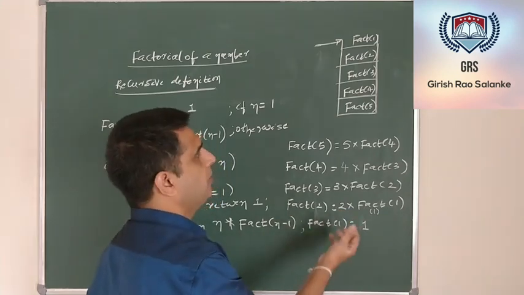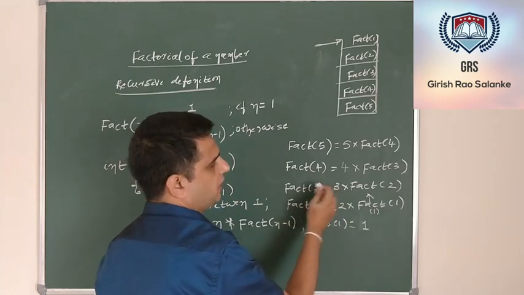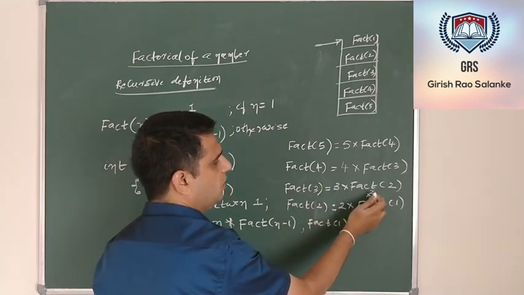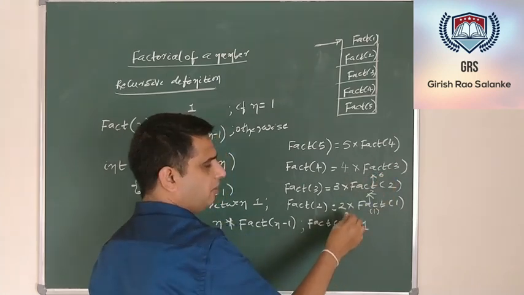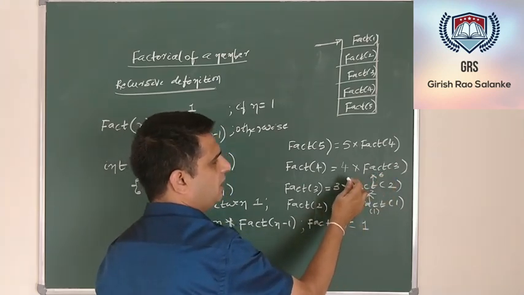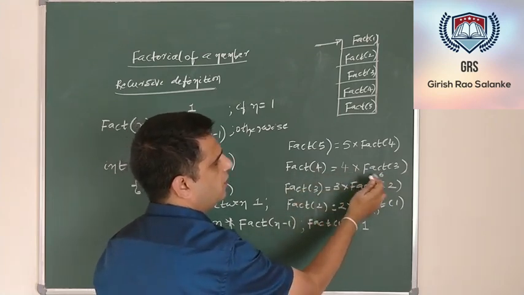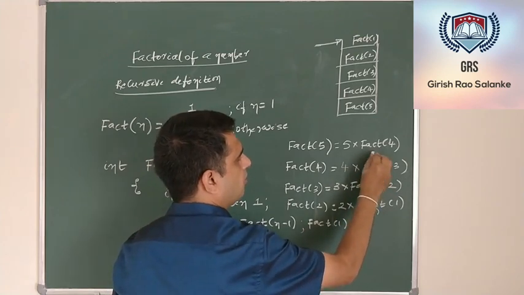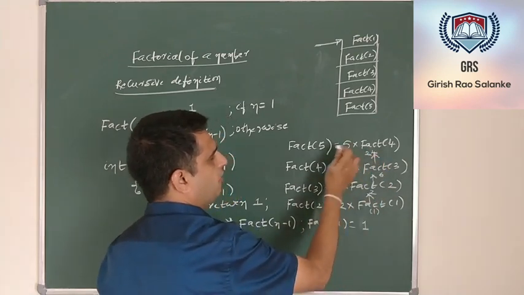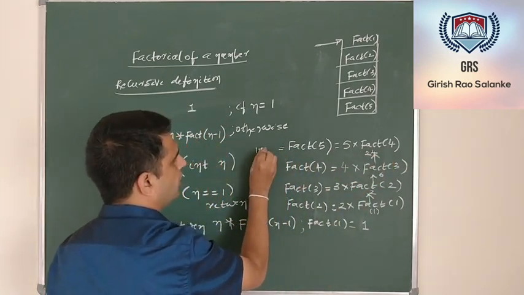My fact of 2 will be popped, and it is going to provide a value for fact of 3. Now 3 into 2 is 6. Now 6 will be returned by fact of 3. Now fact of 3 is 6, and my fact of 4 is expressed as 4 into 6, which is 24. Now my fact of 5 is 5 into 24, which is 120.